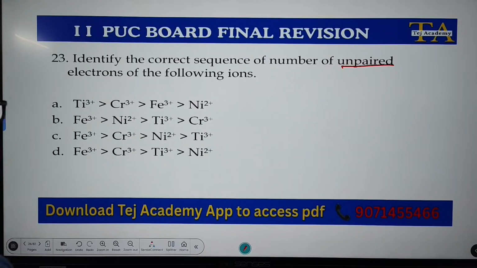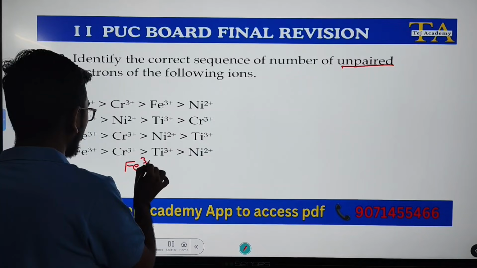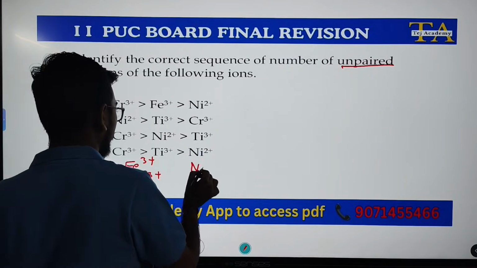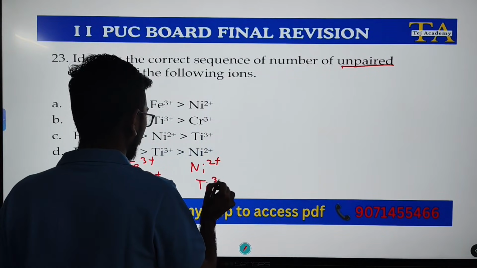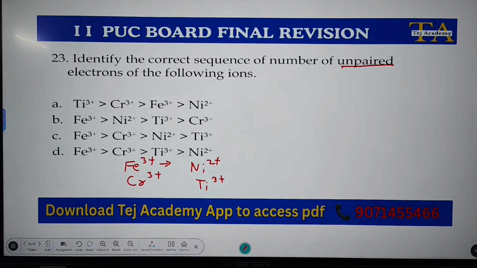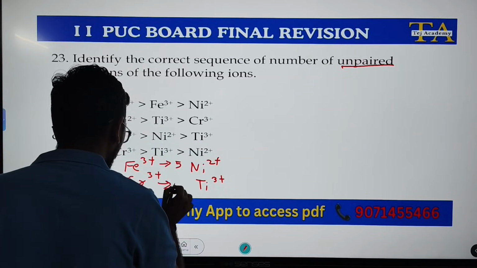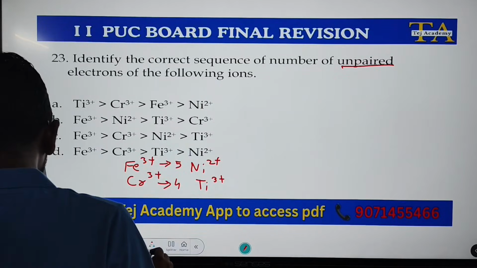See here. So if you check for Fe3+, then chromium 3+, nickel 2+ and titanium 3+. So how many unpaired electrons for Fe3+? If you check, you will get 5 unpaired electrons. For chromium, you will get 4 unpaired electrons. 3 unpaired electrons.